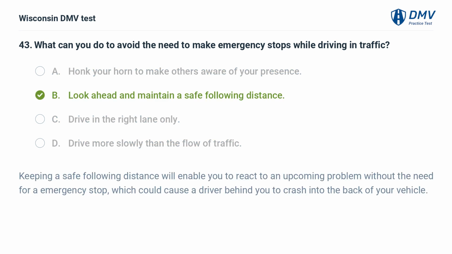B. Look ahead and maintain a safe following distance. Keeping a safe following distance will enable you to react to an upcoming problem without the need for an emergency stop, which could cause a driver behind you to crash into the back of your vehicle.